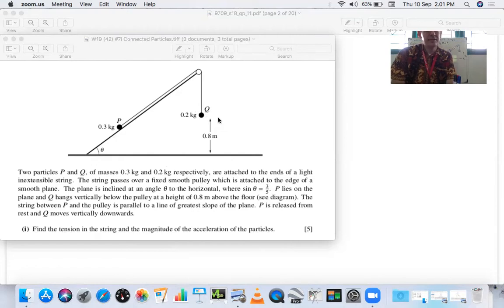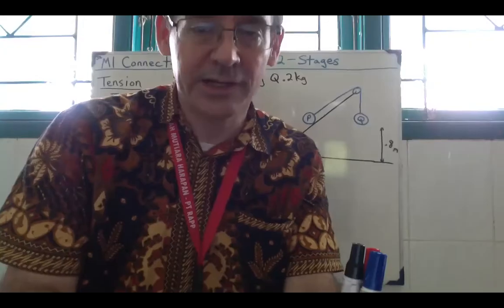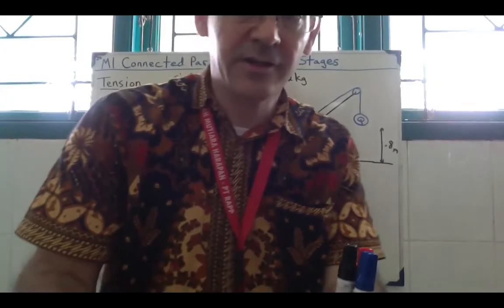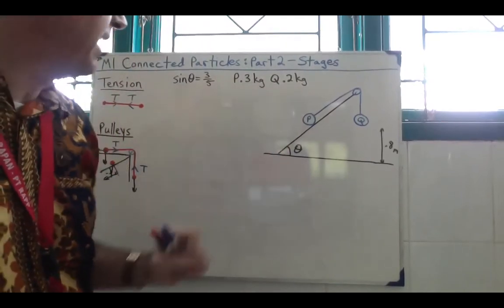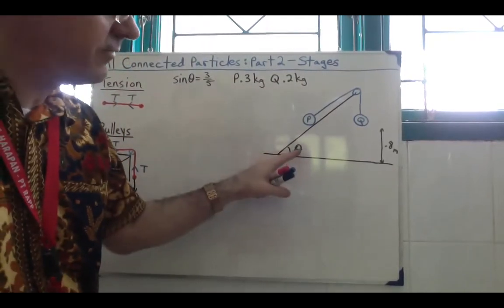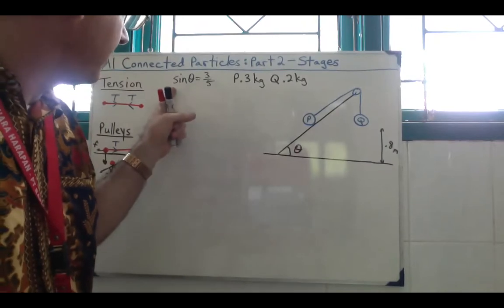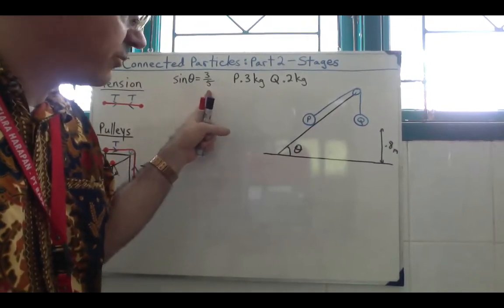So find the tension in the string and the magnitude of the acceleration of the particles, and it's worth 5 points. So again, let's look at our setup here. Here we have P and Q, here we have the masses. Notice instead of giving us the angle, it gives us sine theta equals 3/5.